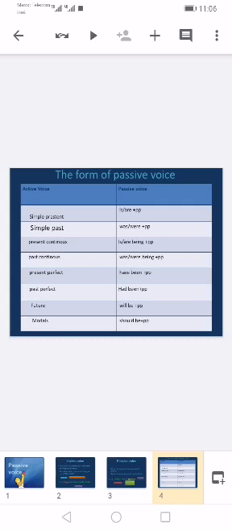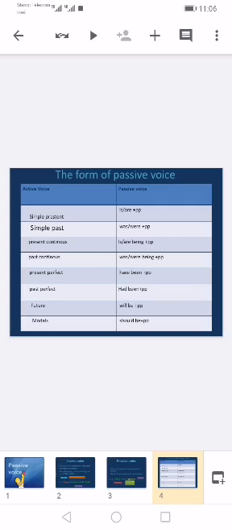Future expressed with will is the same thing we are going to see with all the modals, like must, should, have to, can, may, etc. So in this case, will plus be plus past participle. An apple will be eaten by Ali. An apple will be eaten.